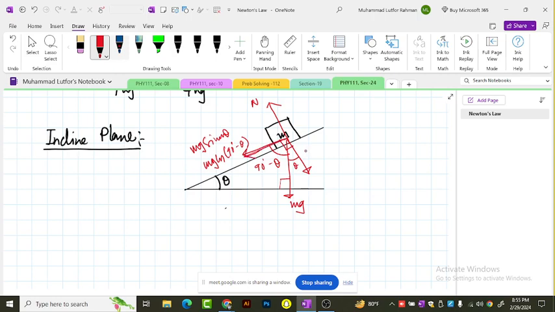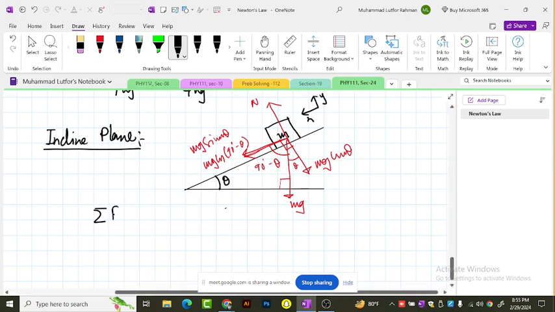This angle has to be 90 degrees. Then this component would be mg cos theta. Now, let's choose this as my positive x direction, downward, and this as my positive y direction. If I write, the net force along the y direction would be 0.